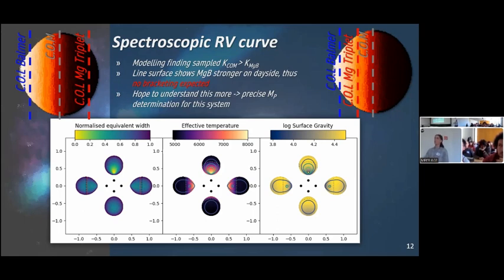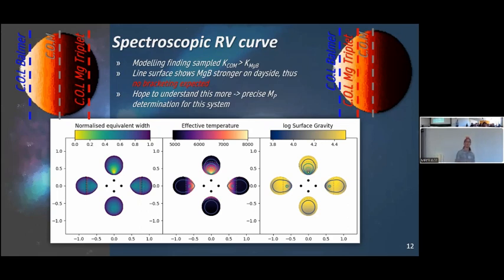But if we actually model the surface of the companion, which is what I'm showing here, this is mislabeled, many apologies. This should be normalized equivalent width times the continuum of that surface element. And this is basically a proxy of the brightness of the magnesium b triplet from the surface elements on the star. And we can see it's much brighter towards the day side. If we were having this sort of situation, we'd expect it to be brighter over here. So very much not expecting this bracketing behavior here.